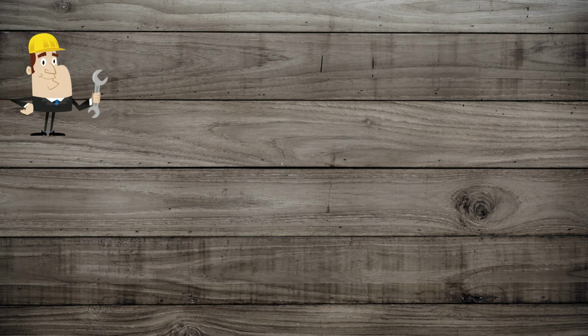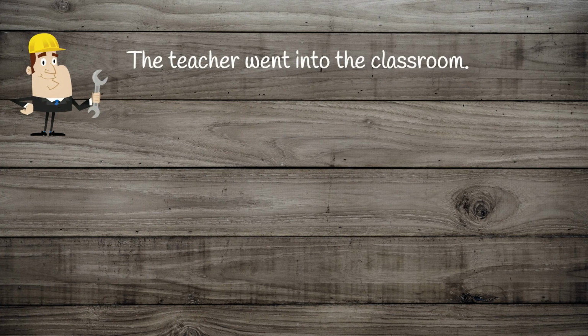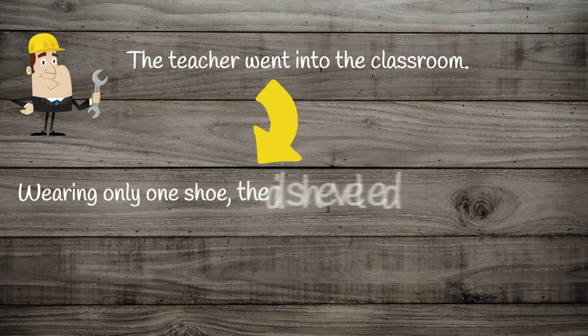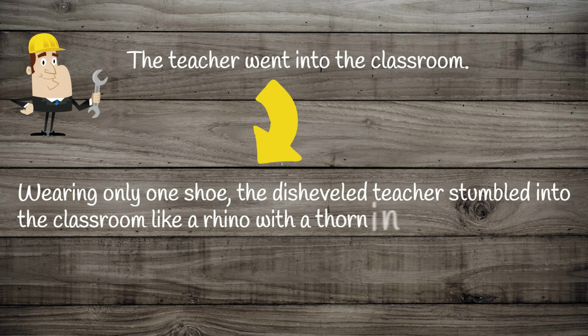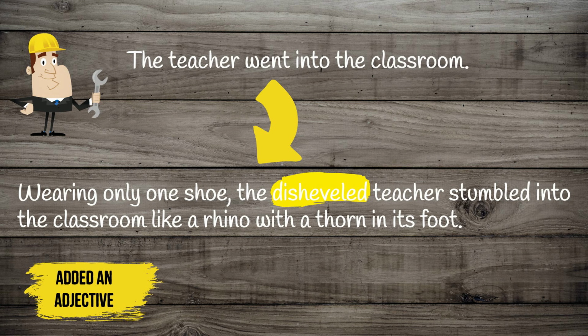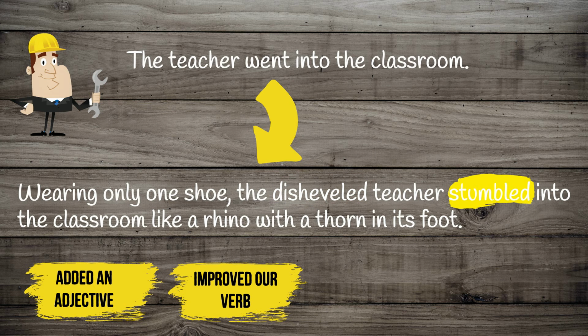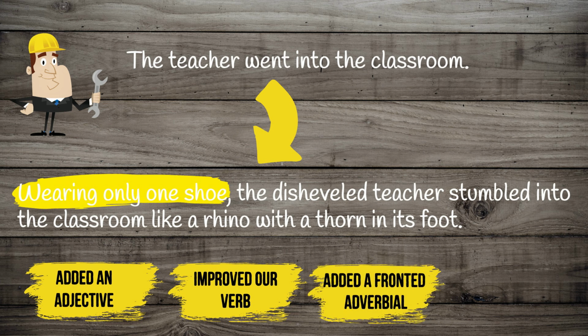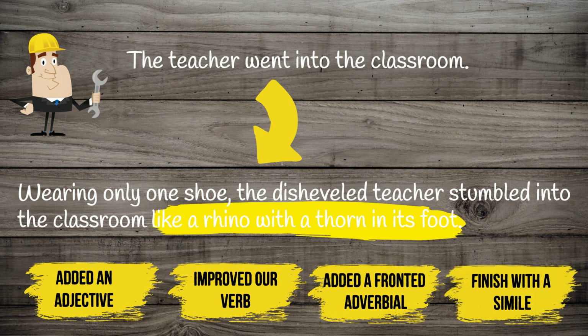So we've gone from the teacher went into the classroom to wearing only one shoe, the dishevelled teacher stumbled into the classroom like a rhino with a thorn in its foot. And we've achieved this by rebuilding using 4 easy steps. First, we added an adjective. Next, we improved our verb choice. Thirdly, we added a fronted adverbial. And we finished with a simile.